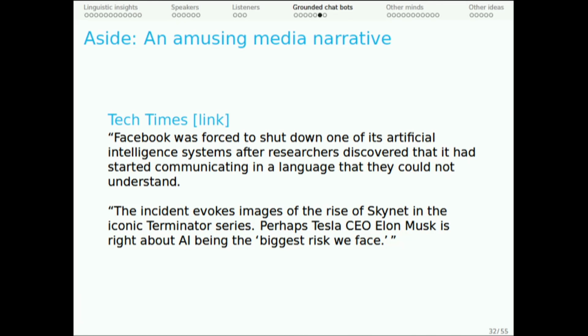It doesn't stop there. The incident evokes images of the rise of Skynet and the iconic Terminator series. Perhaps Tesla CEO Elon Musk is right about AI being the biggest risk we face. I mean, you've seen the model. I think this is a bit overblown.